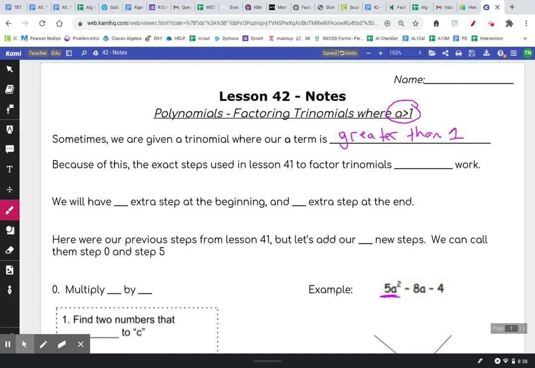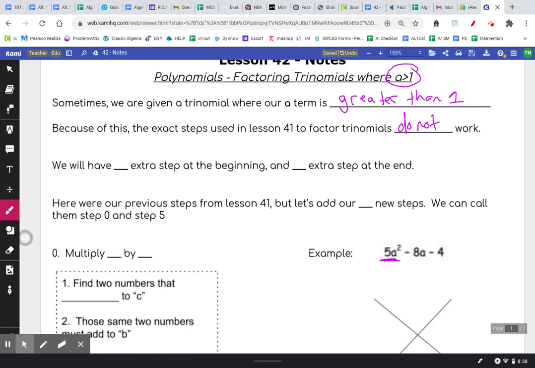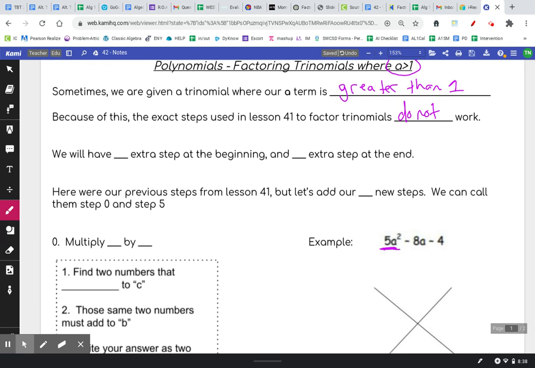Okay, so that's different. It says here on this next sentence, because of this, the exact steps used in lesson 41 to factor trinomials do not work. Okay, I'm going to show you why. On your last set of notes, you were going over to term C, right? Here's term A, term B, term C. You were listing its factors. The factors of -4 are 1 times -4, -1 times 4, and -2 times 2.